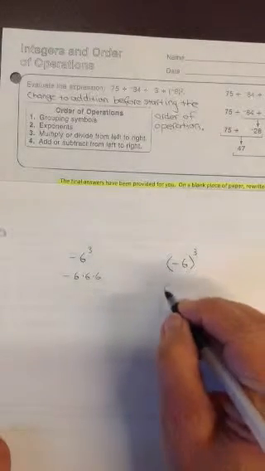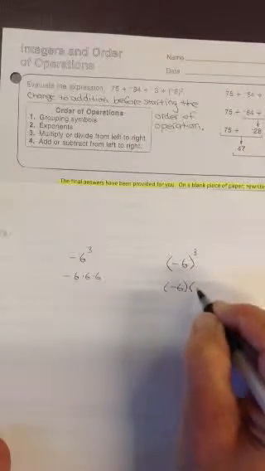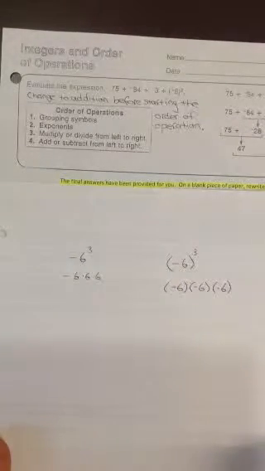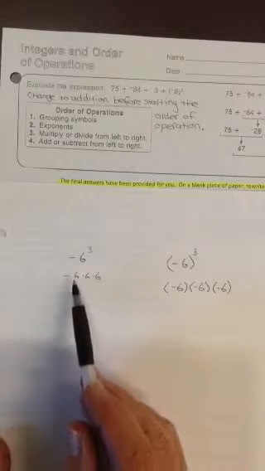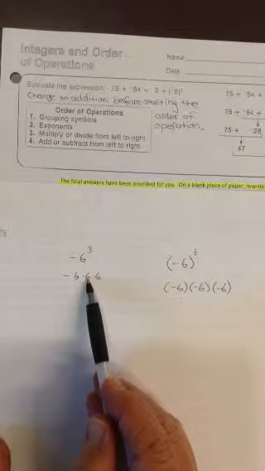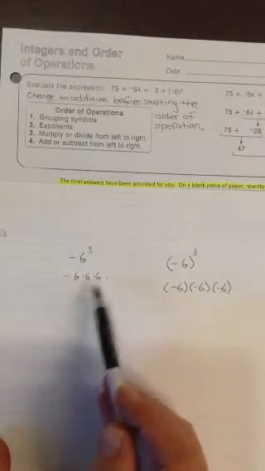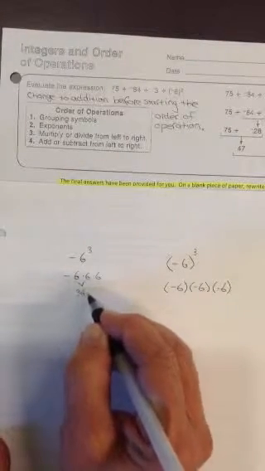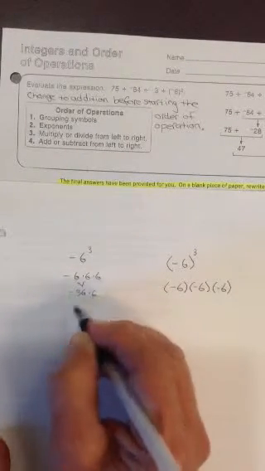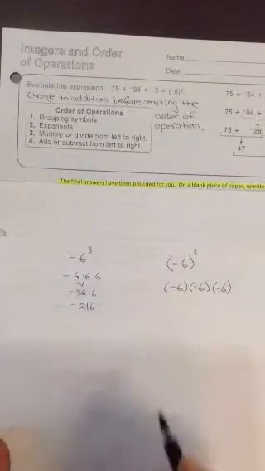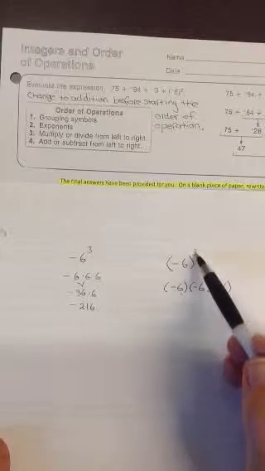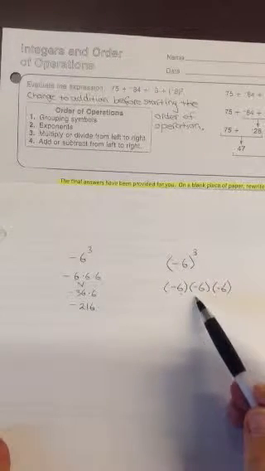On this one, negative 6 times negative 6 times negative 6. That's pretty different because in this one you have a negative times a positive, which is going to make a negative, and then you have that negative times a positive, making it negative. This ends up being, if you do those, that's 36 times 6, negative 216. Now because I have 3 numbers here, I have an odd exponent, my answer is going to be negative.